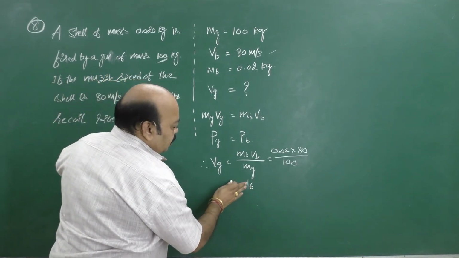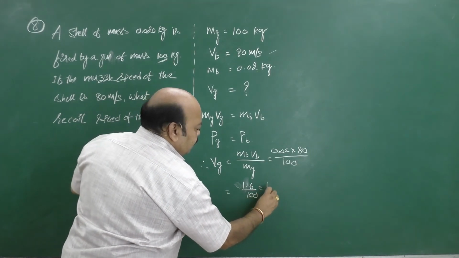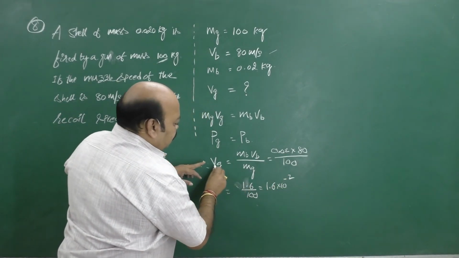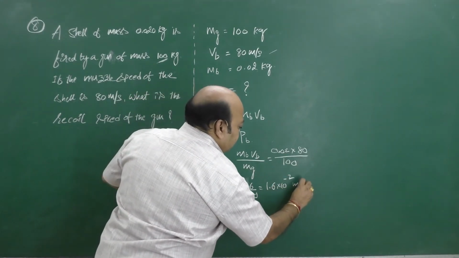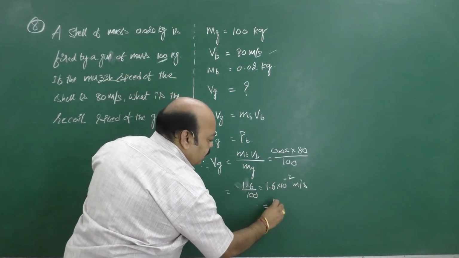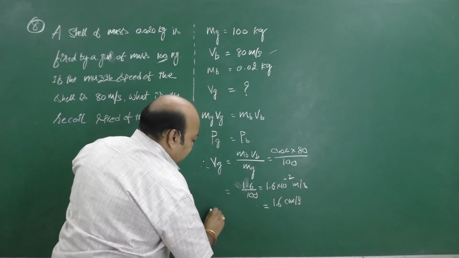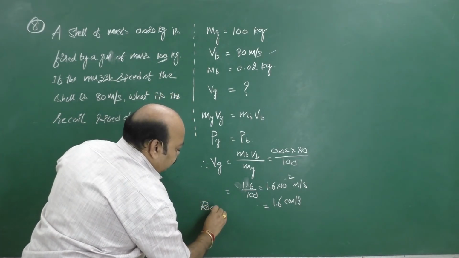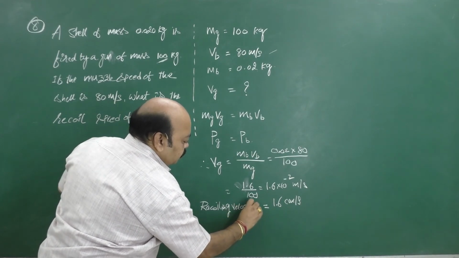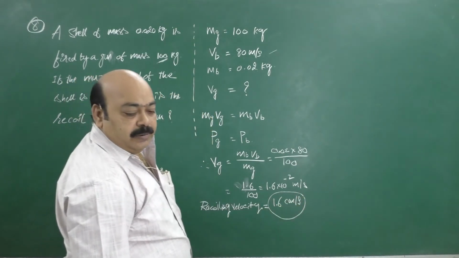Sorry, one more digit, it is nothing but 1.6 divided by 100. So we can write the same as 1.6 into 10 power minus 2, coming to units for velocity, meter per second. Coming to 10 power minus 2, we can write the same as 1.6 centimeter per second also. Both are correct. This is called recoiling velocity. Recoiling velocity of the gun is equal to 1.6 into 1.6 centimeter per second.